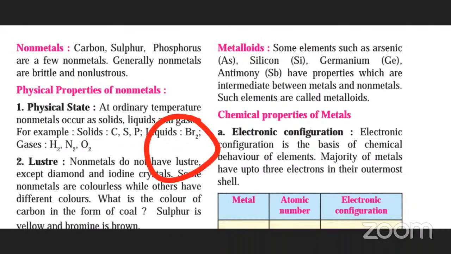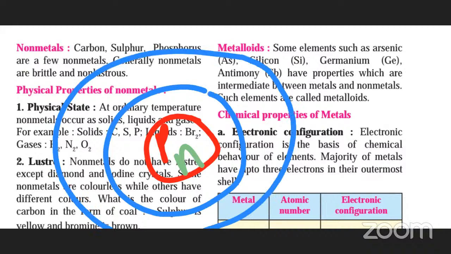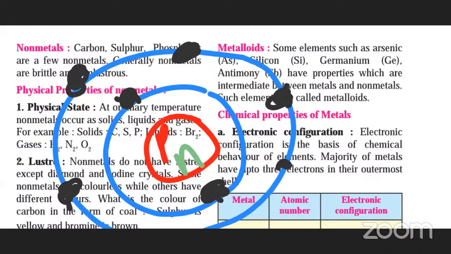Suppose this is a nucleus. Protons and neutrons are present here in the nucleus, and these are the shells, which are also known as orbits. The shells or orbits are where electrons are present. This black color shown here is electrons. So the arrangement of electrons in an atom is known as electronic configuration.